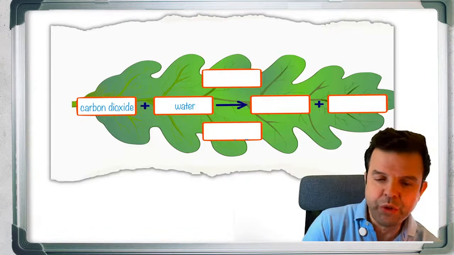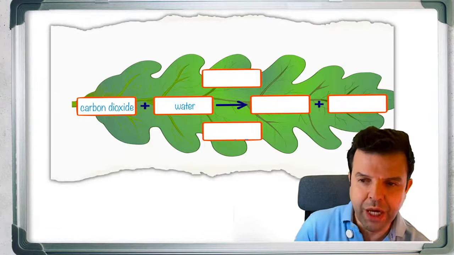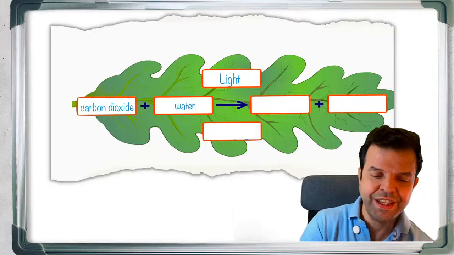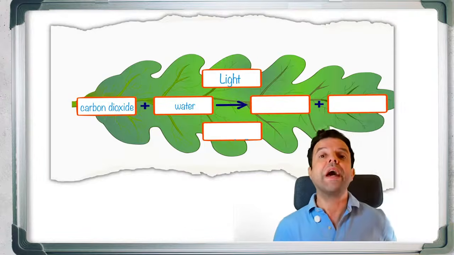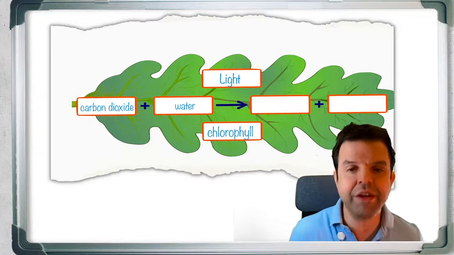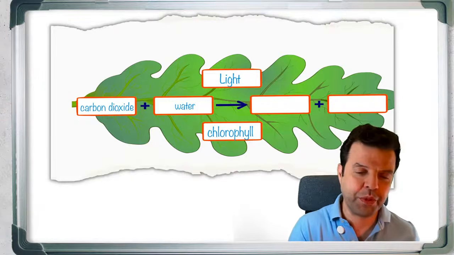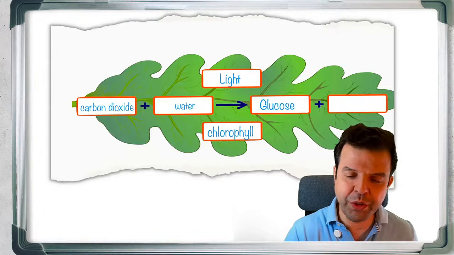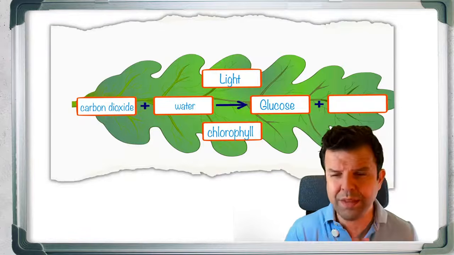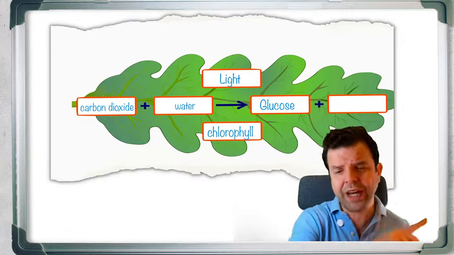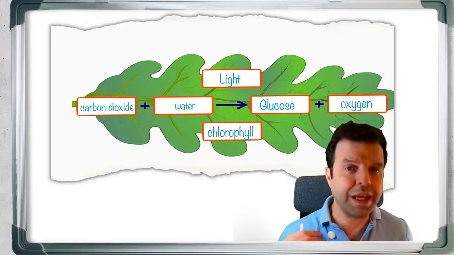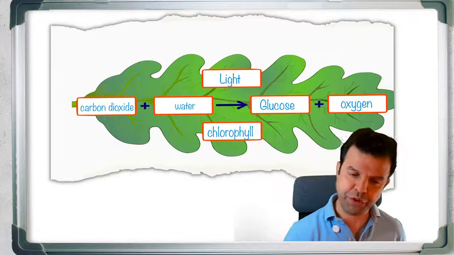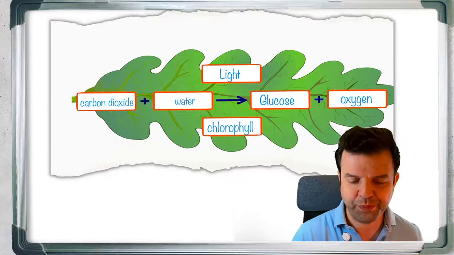Now, there are two necessary conditions for this to happen. Number one is a source of energy, light energy. Next, you require a catalyst. The catalyst here is chlorophyll. Products: you got glucose. You got oxygen, which we call the waste material of photosynthesis, but it's not very accurate. Oxygen is also used by plants for their own aerobic respiration. Okay?